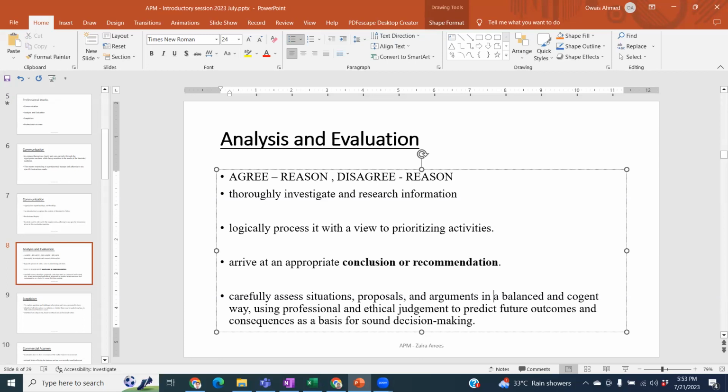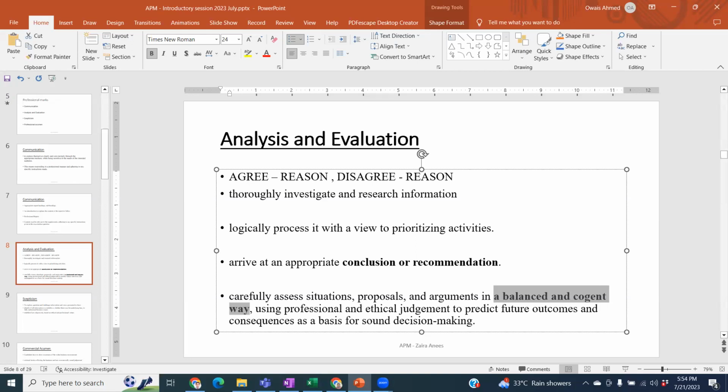Carefully assess the situation, proposals, and arguments in a balanced and cogent way. Now, this is important, because there are a few questions in the past where, suppose there is a transfer pricing question and the examiner says the company is using a cost-based transfer pricing policy. I hope you know what transfer pricing is. And the examiner has asked you to evaluate it. You have evaluated it, right?